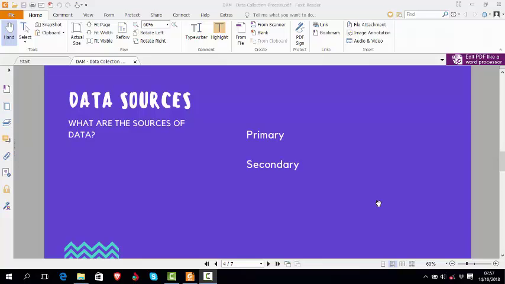So collecting primary data enables you to collect specific and purposeful data. But the downside of primary data is that it is expensive to collect, and it's also time consuming. Secondary data is data that is already collected, and it tells you other questions that need to be addressed.